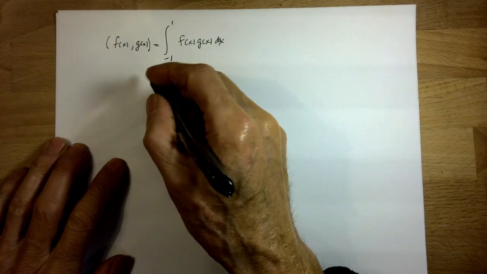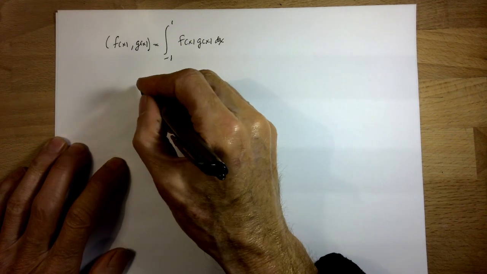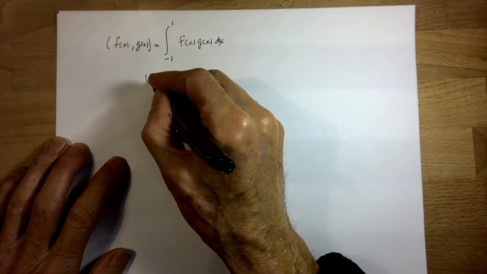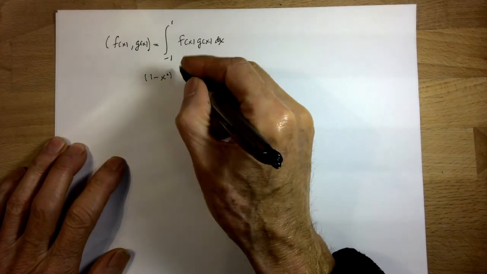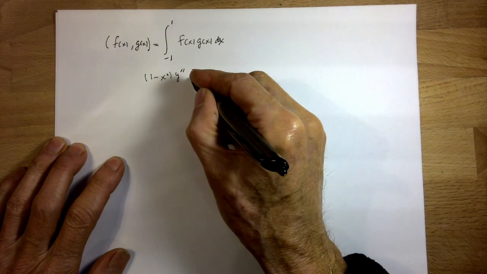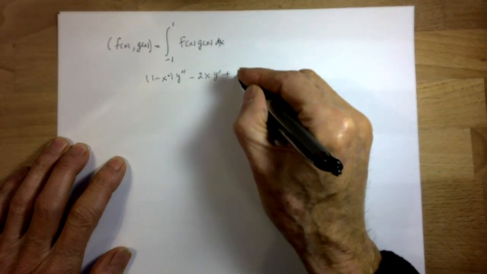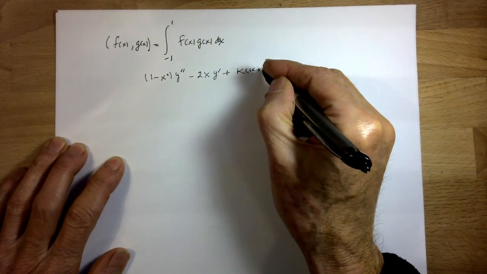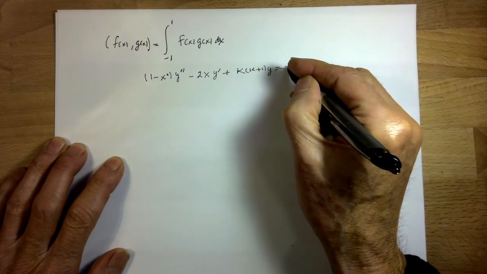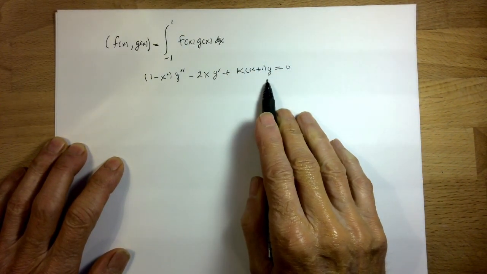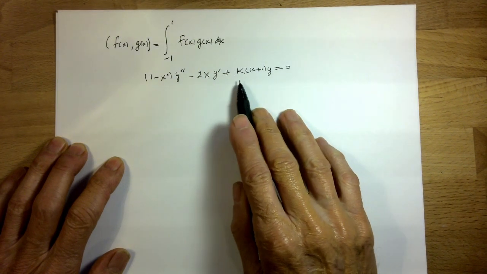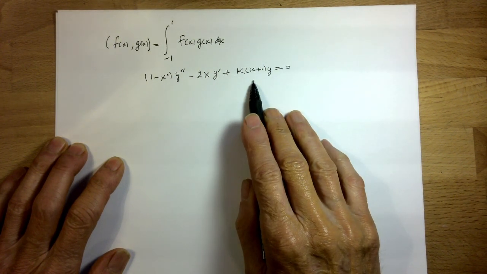Now let's take a look at the Legendre equation. It's (1 minus x squared) y double prime minus 2xy prime plus k times (k plus 1) y equals 0, where k is an integer and designates the particular value of the Legendre polynomial.